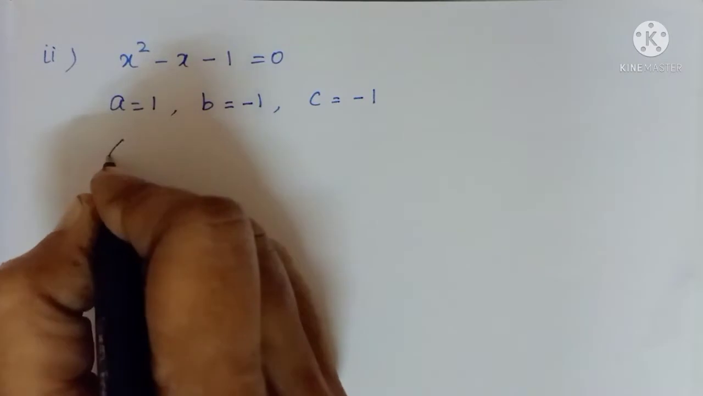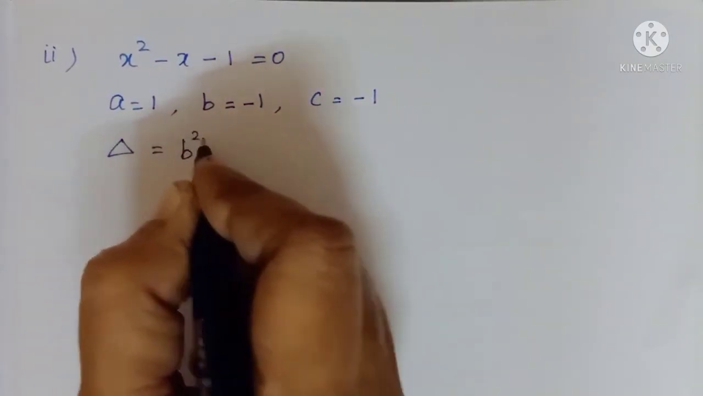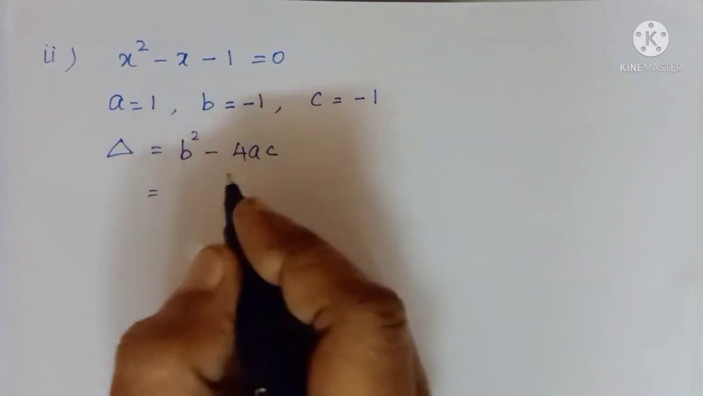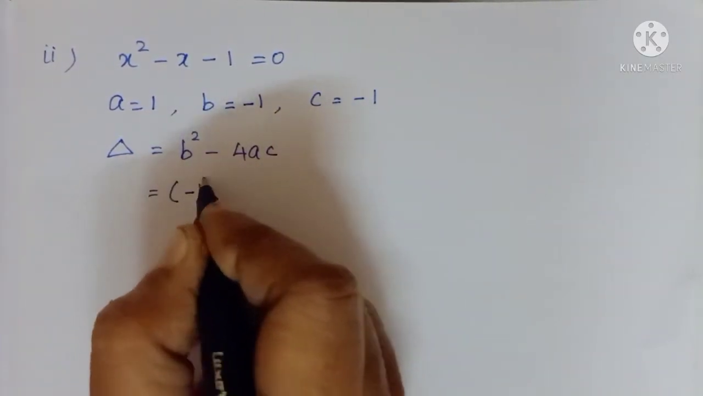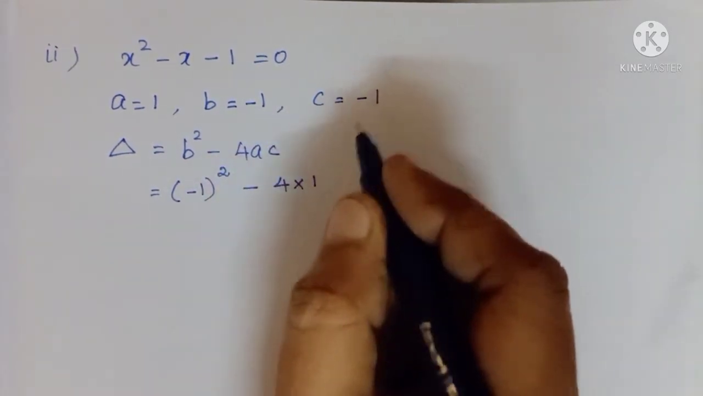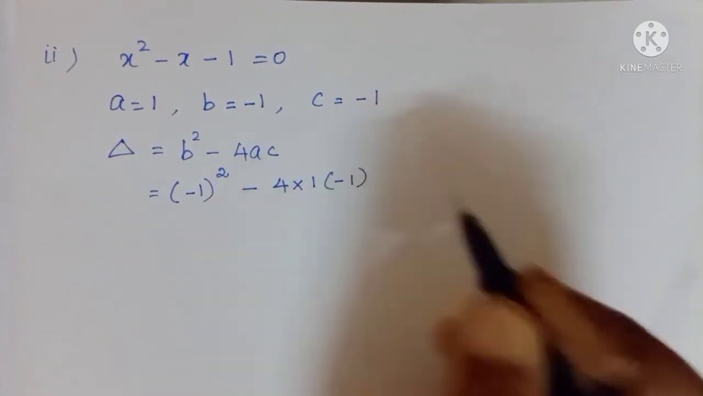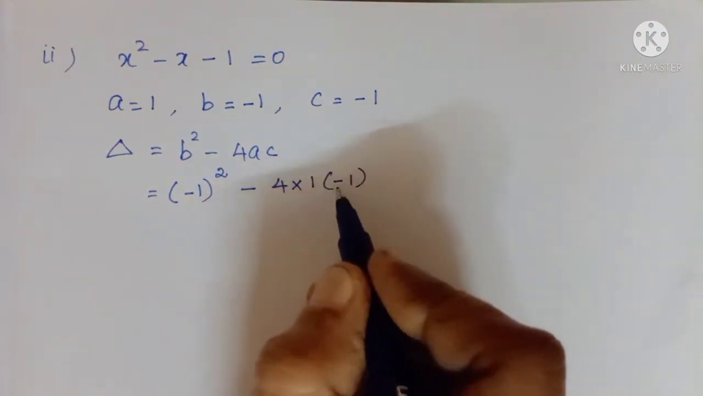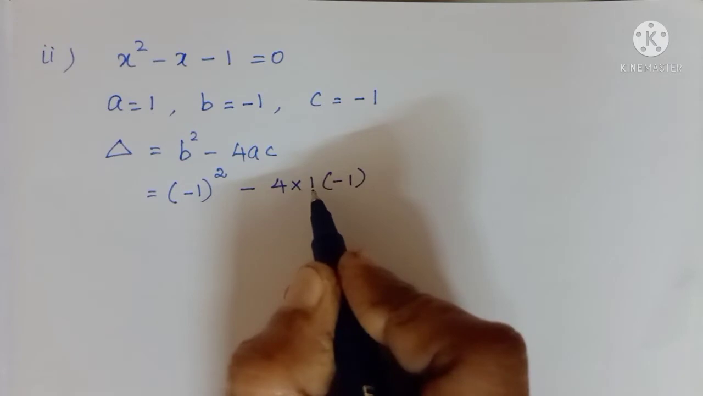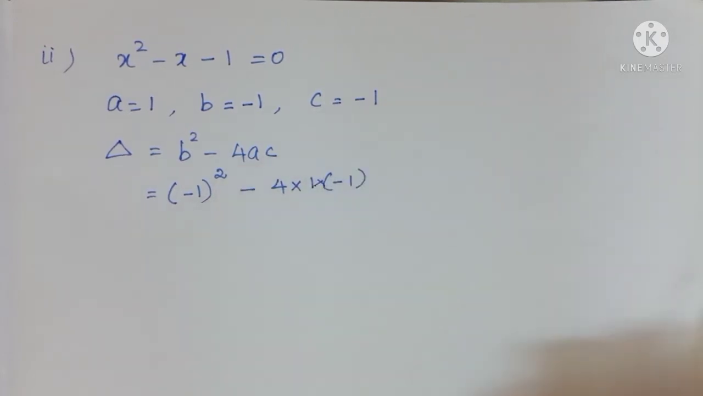So we can start with the discriminant equal to b squared minus 4ac. Replace these values in this formula. So you will get b is minus 1, the whole squared, minus 4 into a into c. So 4 into 1 into minus 1. Instead of the cross symbol we can use brackets. Or instead of the multiplication sign we can take brackets. 4 into 1 into, if you want we can mark into also.